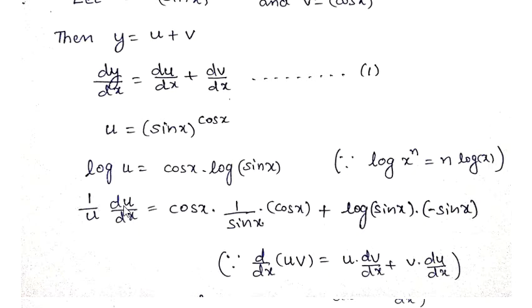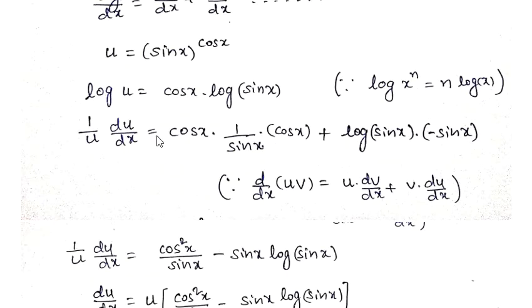So we'll get 1 by u du by dx, and this is in the form of uv, differentiation of uv. We know u into differentiation of v plus v into differentiation of u. So this is u, this is v. So u into differentiation of v, log sin x. Once again log x is 1 by x, in the place of x you have sin x, and the differentiation of sin x is cos x, plus v means log sin x is v, and differentiation of u, differentiation of cos x is minus sin x.